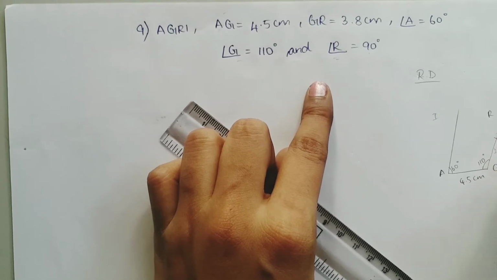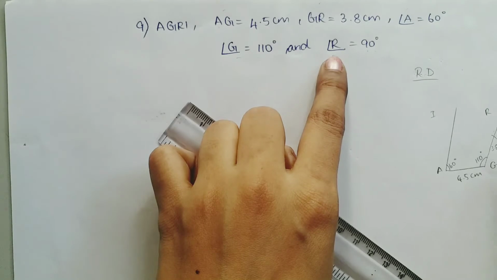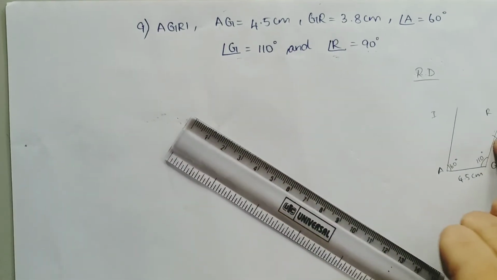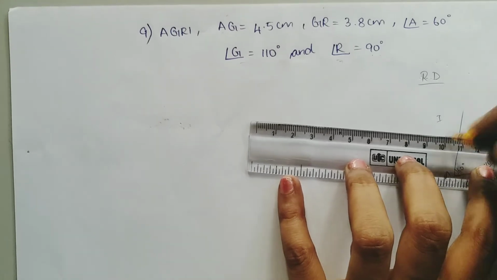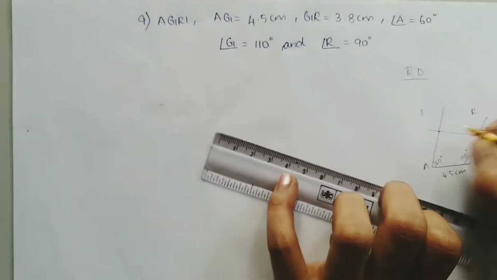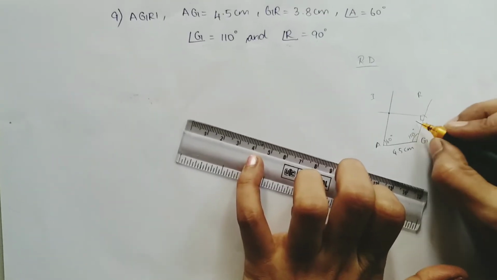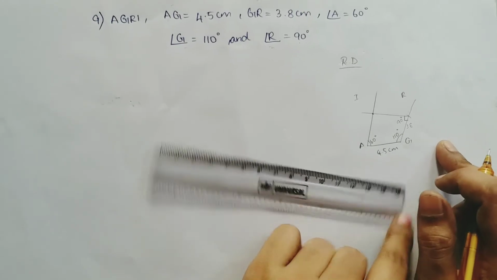So this is going to be 3.8 centimeter, and then you are going to mark angle R as 90 degree. I am going to keep my protractor here and mark 90 degree like that, so that these two lines, that is R and I, will intersect. So this point will become I, and this one is going to be 90 degree. Clear? Shall we construct the FAR diagram now?